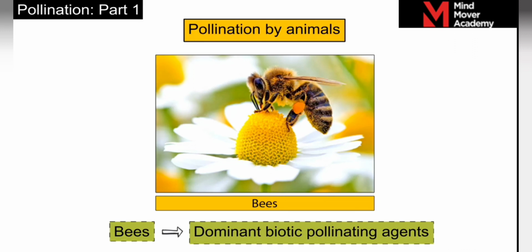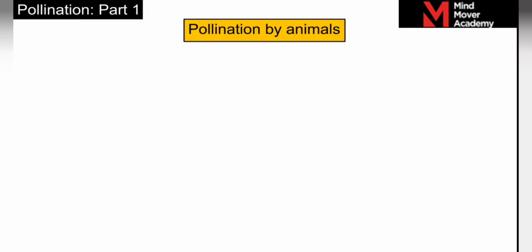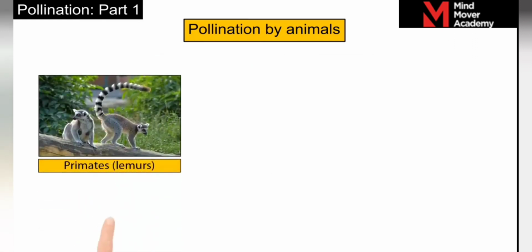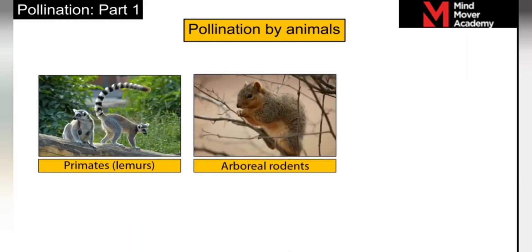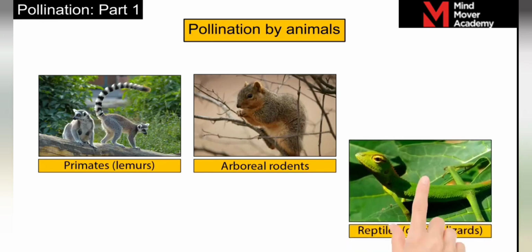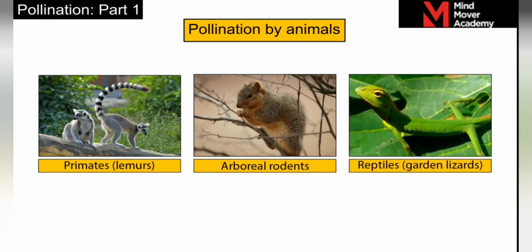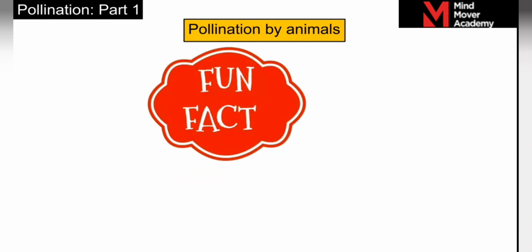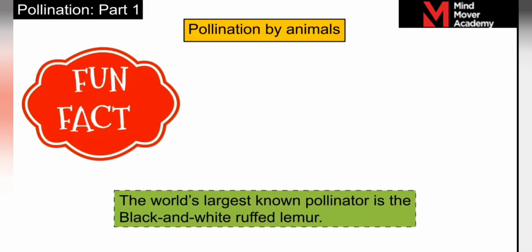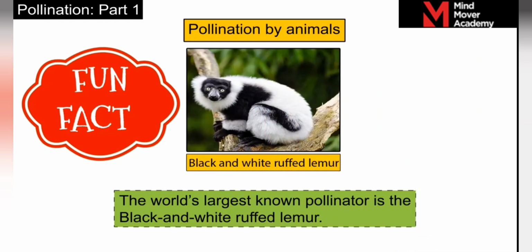Pollination is also brought about by larger animals, such as some primates, lemurs, arboreal tree-dwelling rodents, or even reptiles, gecko lizard and garden lizard. Now here's a fun fact for you. The world's largest known pollinator is the black and white ruffed lemur.